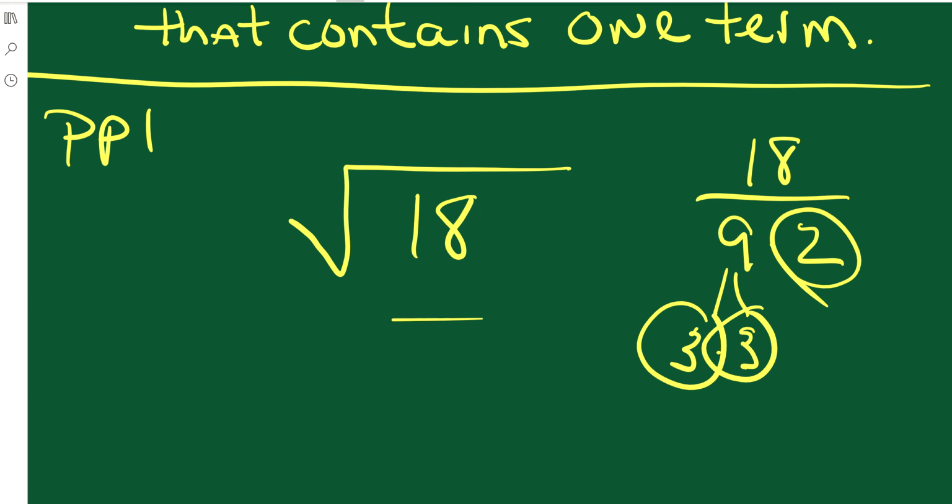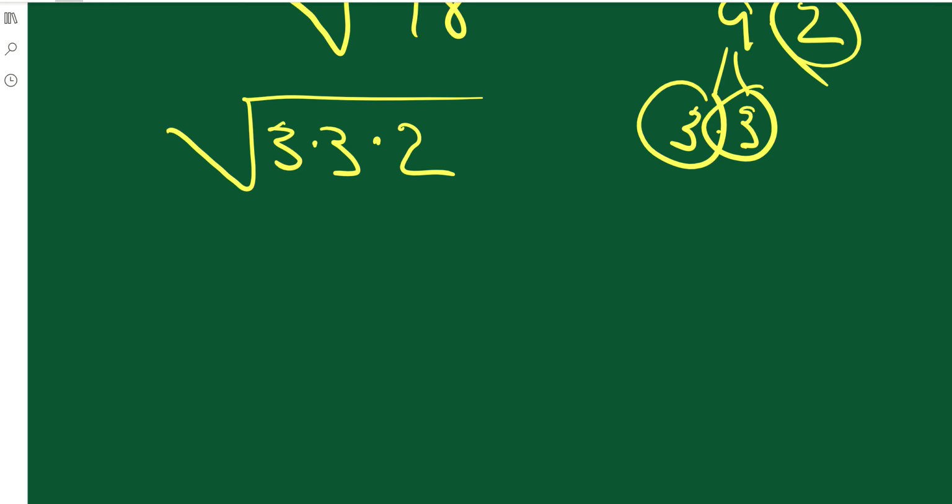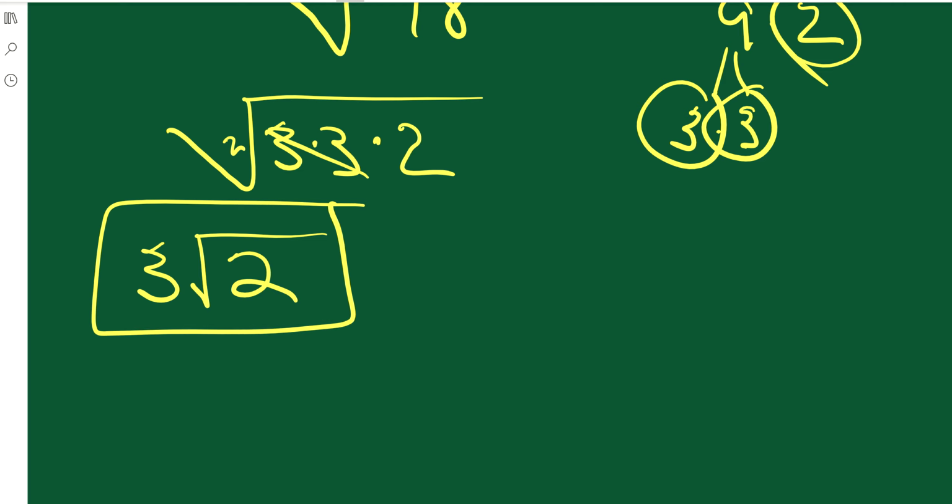So this is like saying, what is the square root of 3 times 3 times 2? Since the index is 2 for a square root, for every 2 of the same number, I want to take 1 out. Here I've got two 3s, and I want to take 1 out. What's left inside is the 2. So my answer is going to be 3 radical 2, or 3 square root 2. I can't do anything with that 2, therefore it stays underneath the radical sign.